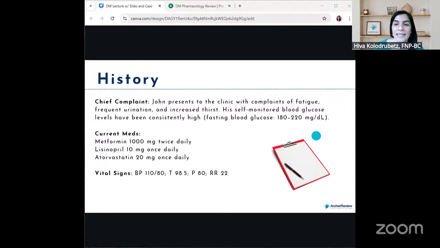Yeah, we really want to get him into the 80 to 130 range for those fasting blood glucose levels. Absolutely. He's on metformin already. Yay, kudos to John and the provider.